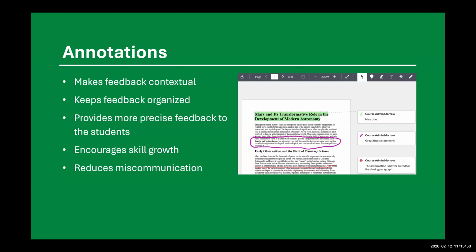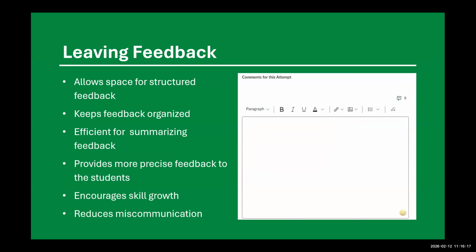Annotations also support modeling. Instructors can show examples, corrections, and alternatives right on the page. For example, you can highlight a sentence and leave a comment explaining what needs improvement, or you can circle an error using the free draw tool. These tools let you mark up the document much like you would on a physical paper. But there's still other feedback options available. We'll go to the next slide.